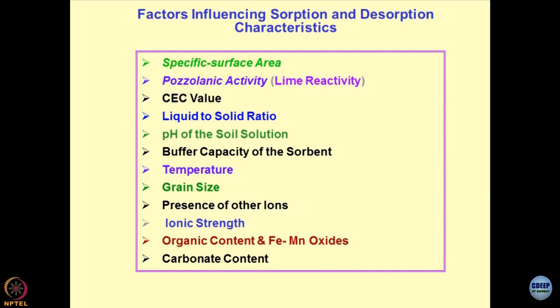pH of the solution, buffer capacity of the sorbent, temperature, grain size, presence of other ions, ionic strength, organic content, iron, magnesium oxides and the carbonate content. The list is very big. I have just given you some parameters which would be influencing the KD parameter directly. Just to remind you, why is the KD parameter required? Because you wanted to solve the one dimensional ADE, you remember? So, unless you get the KD parameter, you cannot get C as a function of X, Y, Z and T.